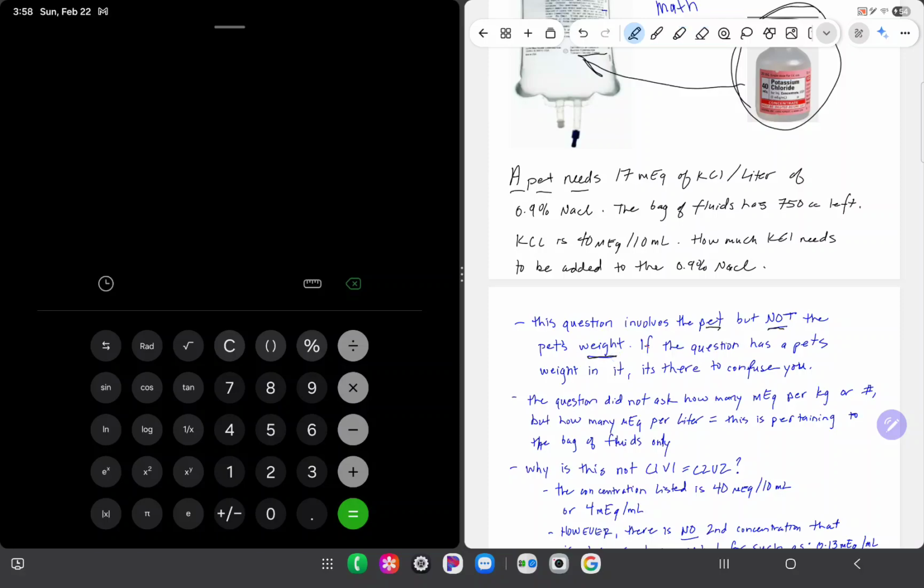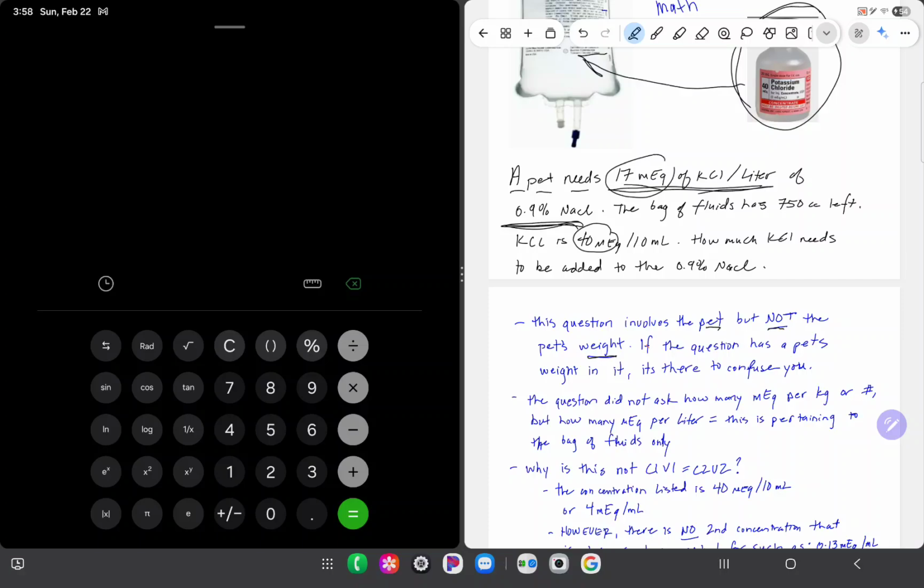All right? Now, this question involves the pet, but not the pet's weight. And why do I say that? Because this question is also one of those, kind of like the dextrose, where if they put in a pet's weight, they're trying to confuse you. This is saying, how much of this do I need to add into some fluids to make a concentration that is different than the bottle? None of that has to do with the patient's weight.